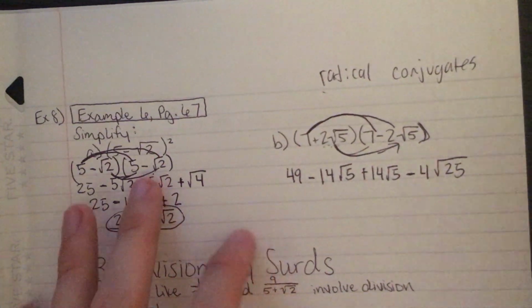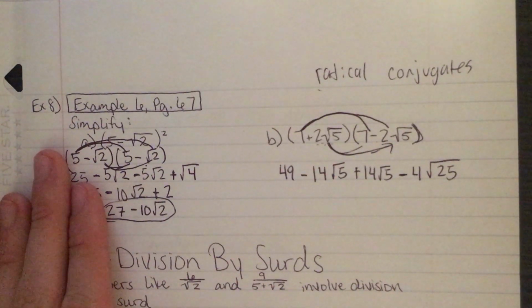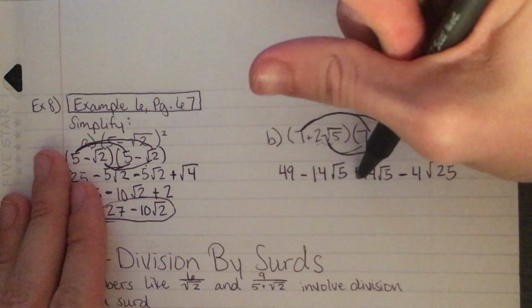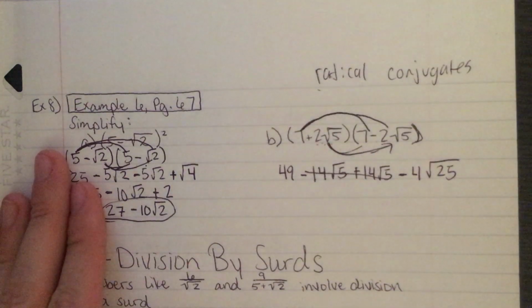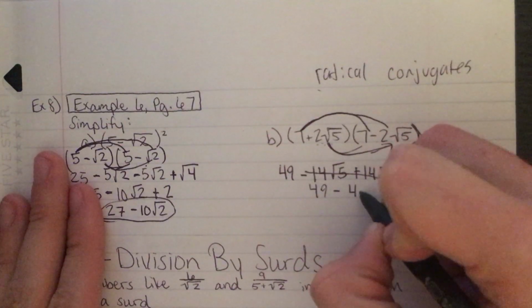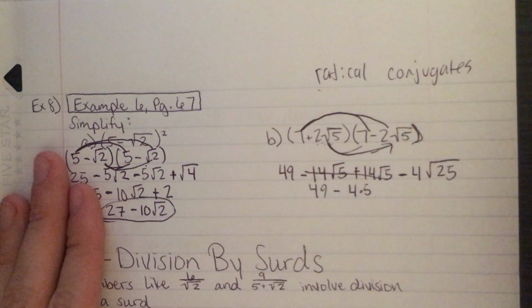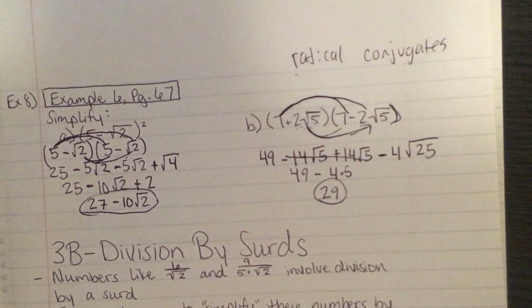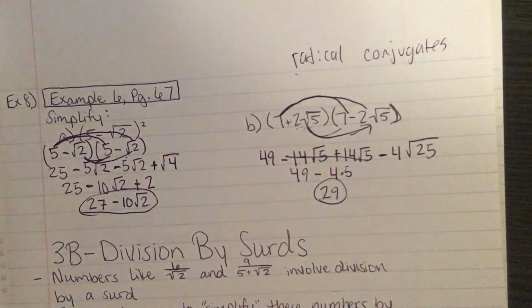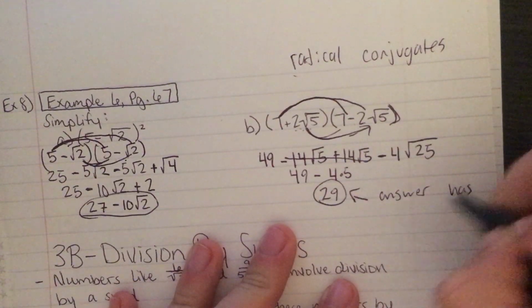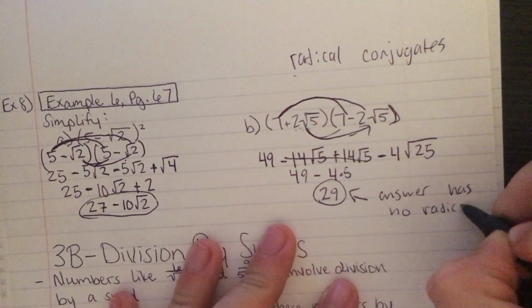So what's going to happen with radical conjugates? The reason that's significant is these middle terms right here, negative 14 square roots of 5 plus 14 square roots of 5, actually cancel out. So what we're left with is 49 minus 4 times 5. So 49 minus 20, which is going to give us 29. And so the thing about radical conjugates is that whenever you multiply them together, your answer has no radical. And that is significant.